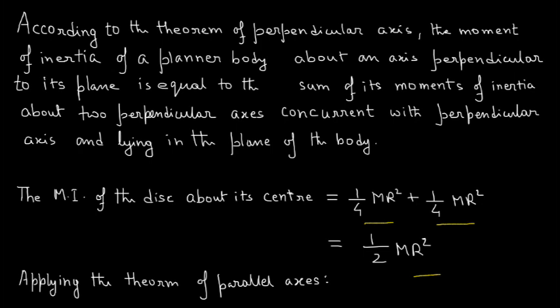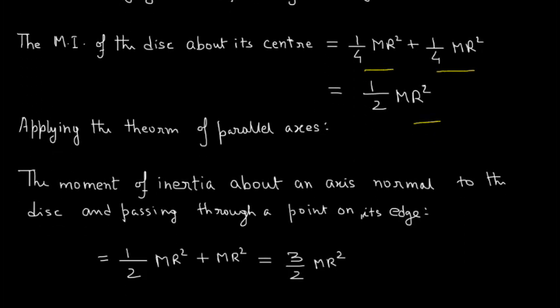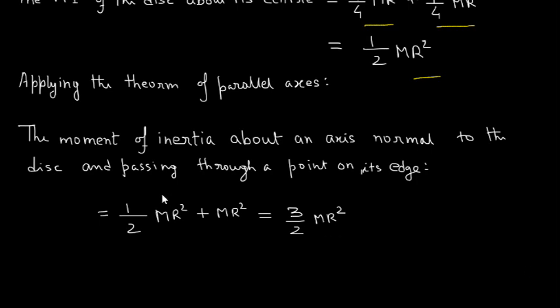Applying the theorem of parallel axis, we get the moment of inertia about an axis normal to the disk and passing through a point at its edge is half mr square plus mr square. So it is 3 by 2 mr square, and this is the answer.